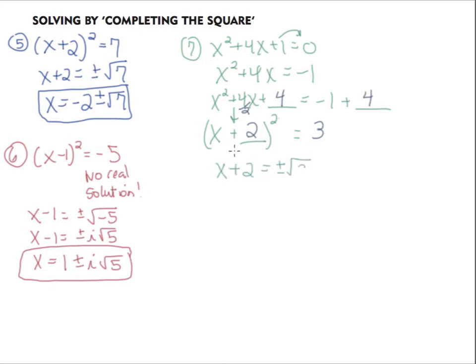So we're going to solve this equation by square rooting each side, subtracting the 2. So x is equal to negative 2 plus or minus square root of 3. And that's our first example of complete the square. So let's do one more example of complete the square.